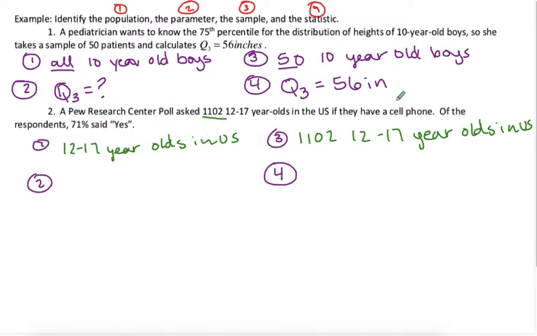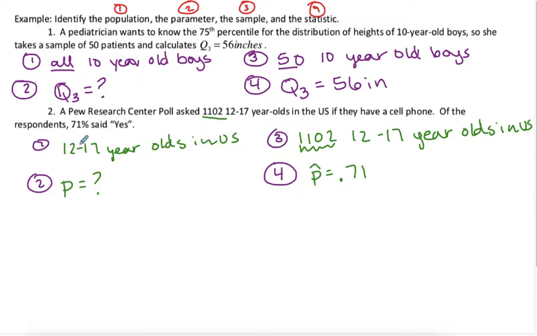And so what we're trying to estimate is the proportion of those 12 to 17-year-olds that have a cell phone. So our parameter is unknown. We don't actually have the data for every single 12 to 17-year-old. We have the data for a p hat, which is going to predict the amount here. So our p hat would predict the amount to be 71%.